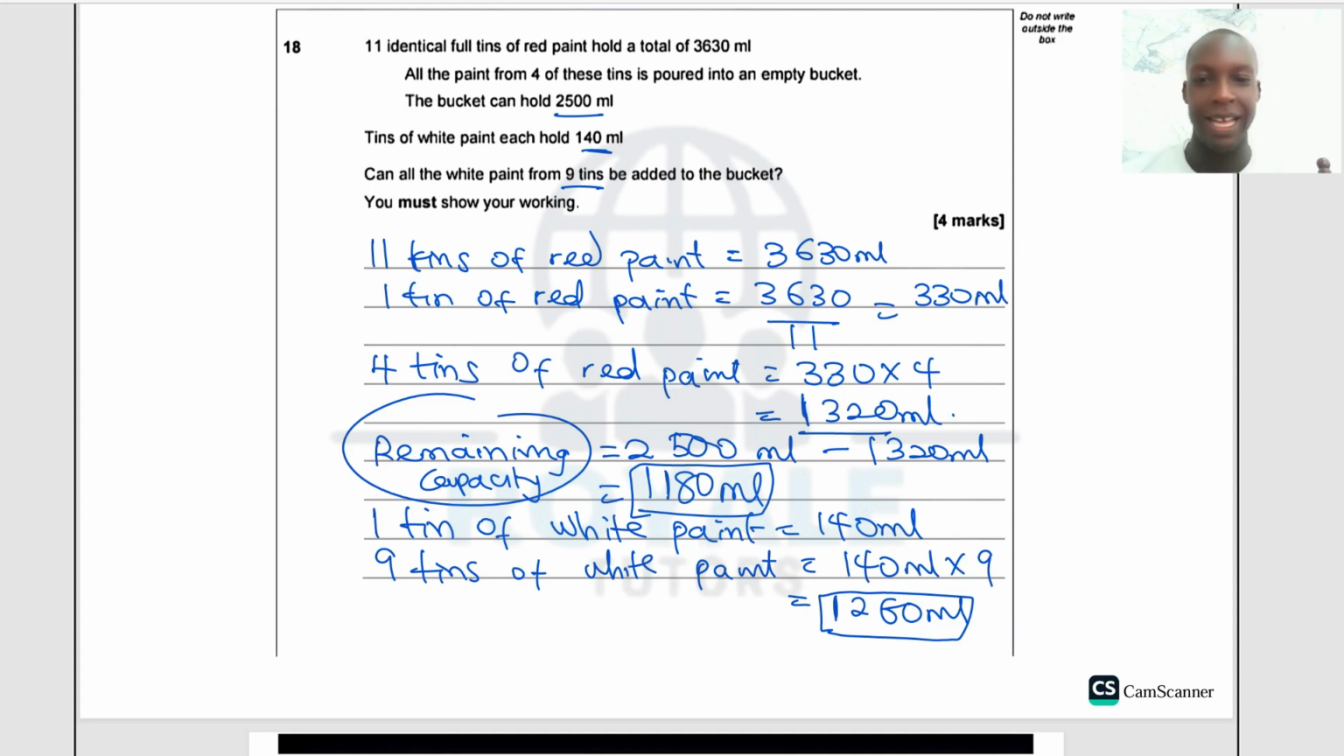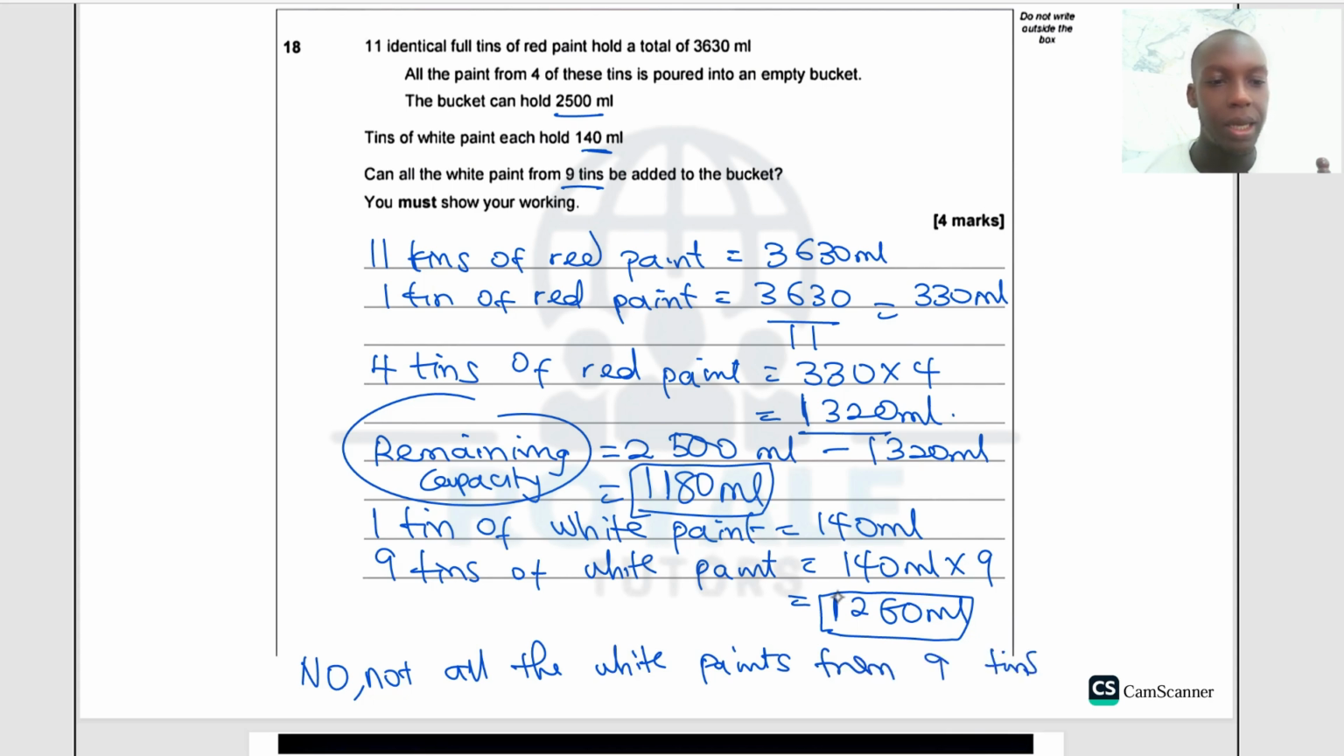I think we have our answer. The answer will be no, not all the white paints from 9 tins can be added to the bucket, because the capacity of the bucket after pouring 4 tins of red paint is 1,320. Sorry, yes, and the remaining capacity out of the 2,500 milliliters is 1,180.